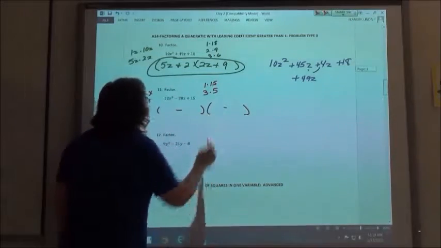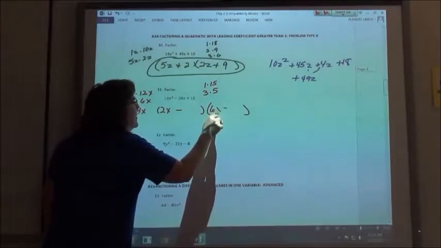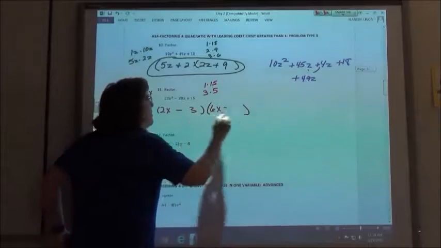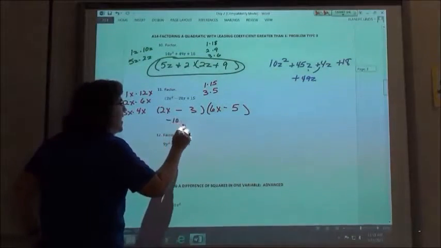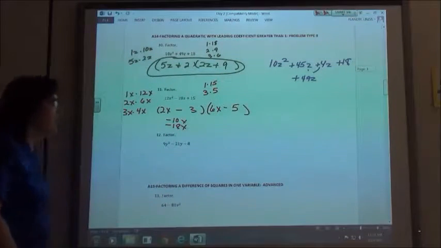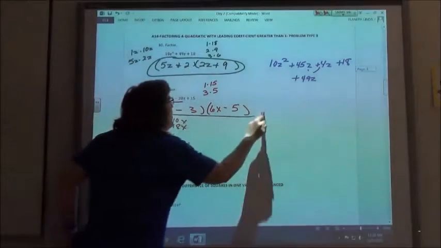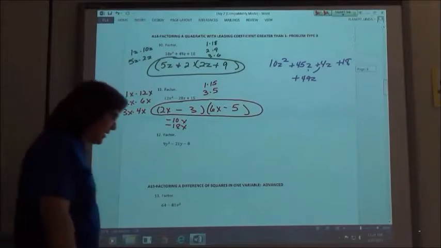So now I got to try a different pair. And so I'm going to try my 2x and my 6x and start repeating the process. So if I try the 3 and the 5, that's going to give me negative 10x. That's going to give me negative 18x. And sure enough, negative 10 plus negative 18 is negative 28. So I found the pair that works, 2x minus 3 times 6x minus 5. Again, if you wanted to, you could FOIL that out and check it.